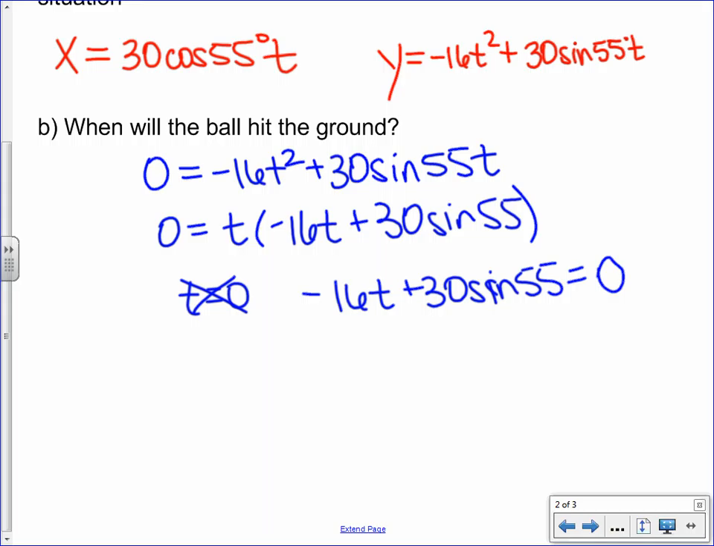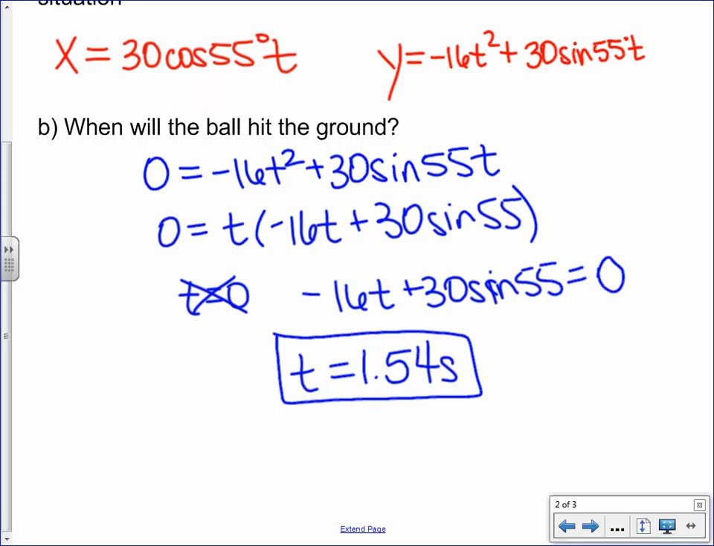I wouldn't graph it right now. I just want you to use algebra to solve this. Matt asked, is it 1.54? Okay. It's going to take a little over 1.5 seconds for him to kick the ball, and then it's going to hit the ground again. Those of us who know about football, he's probably not kicking it very far, right? 1.5 seconds, that's not a long time to be in the air.